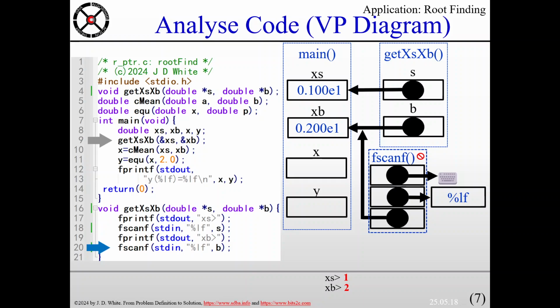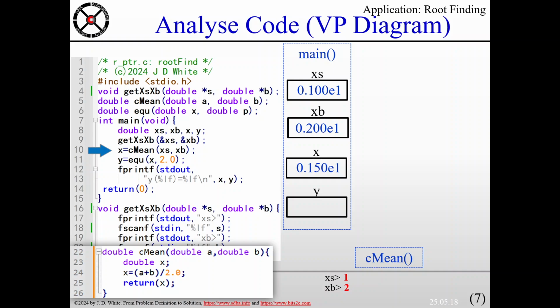fscanf gets it from the keyboard. You're expecting to get something formatted as a double, and you want to put it back, and the B address is where you want to put it back into, so it's received the address of B, and so it's also pointing to XB now. When the person types in 2, it stores 2 in the memory, and returns.